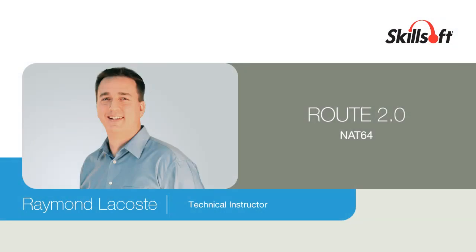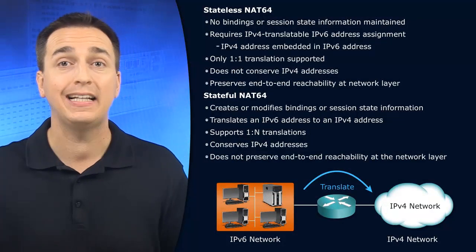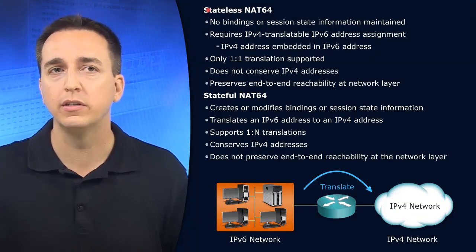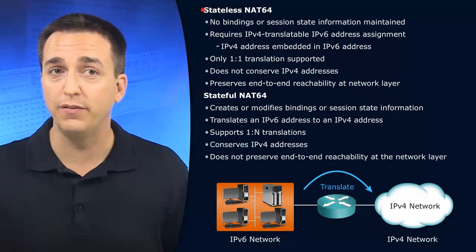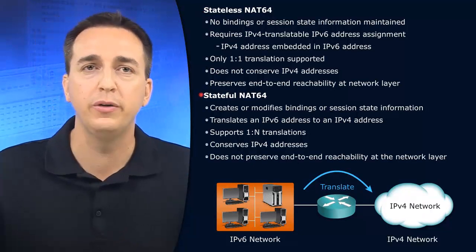We can translate an IPv6 address to an IPv4 address using NAT64. And NAT64 comes in two different flavors. It comes in a stateless flavor, and it comes in a stateful flavor. Let's examine the difference between the two here.